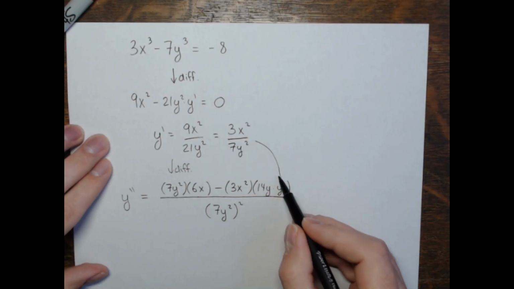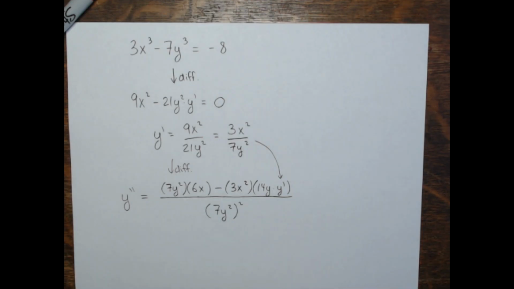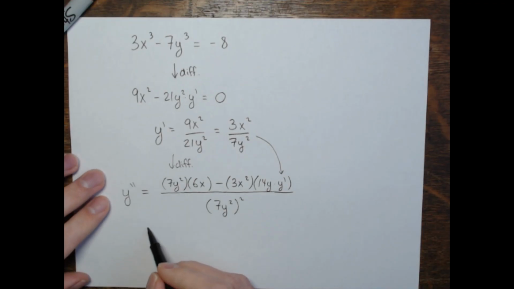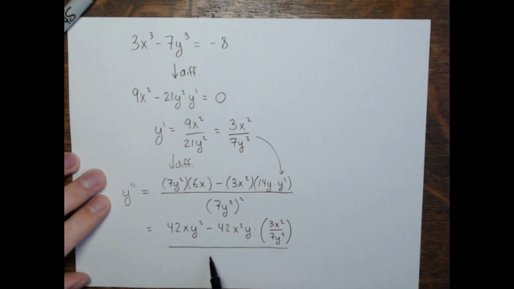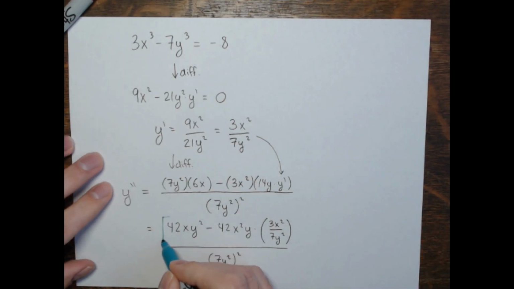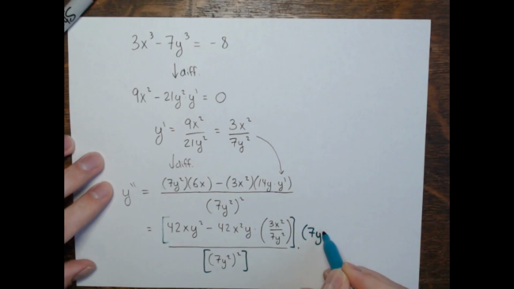And this, again, we're rewriting this as 3x squared over 7y squared. So we got 42xy squared minus 42 times x squared y times y prime, right? This 3x squared over 7y squared. All that divided by 7y squared squared. I'm going to multiply everything up top here and the bottom here by 7y squared, to simplify this.